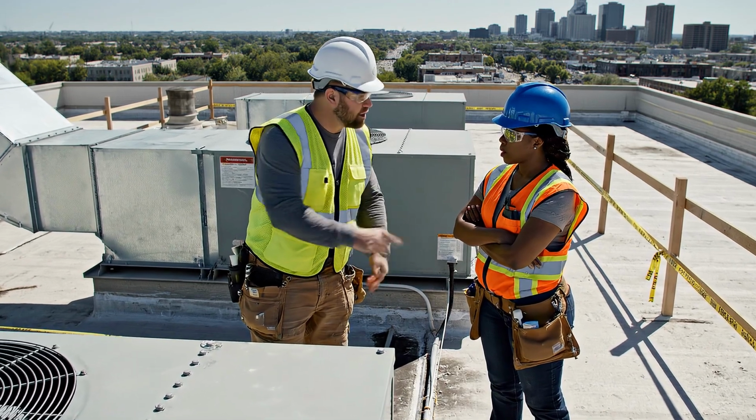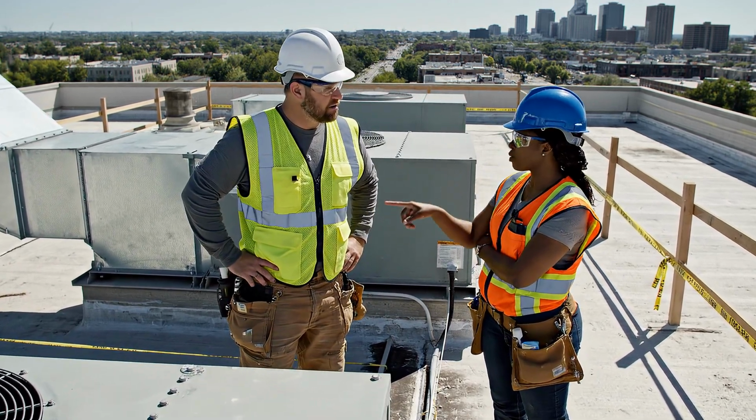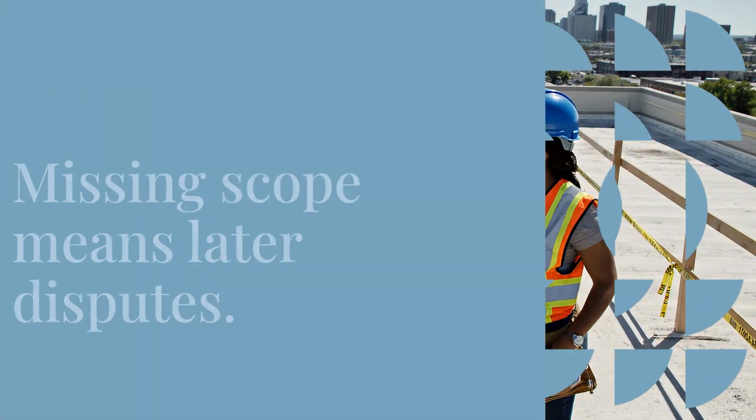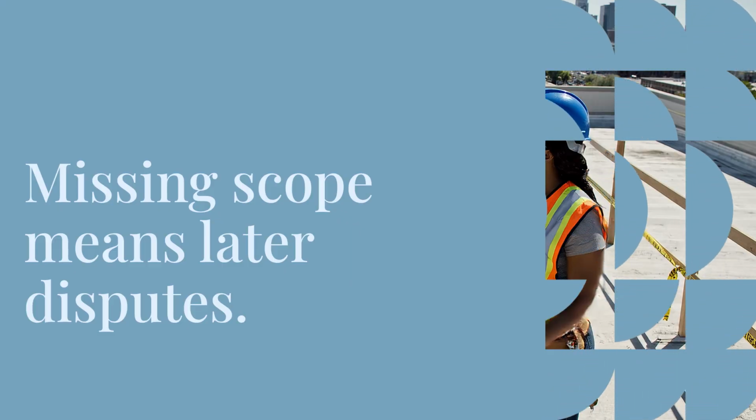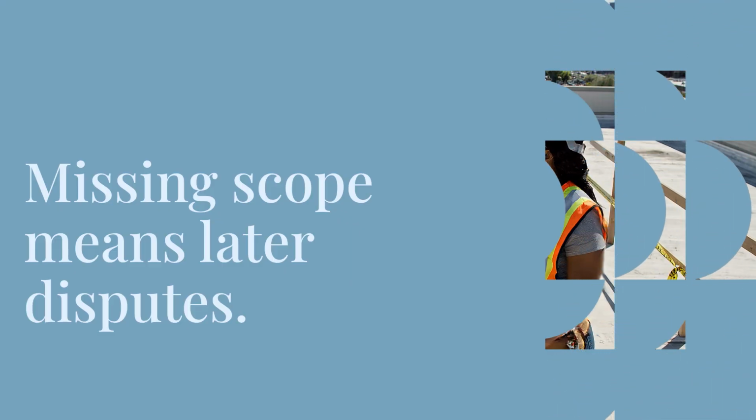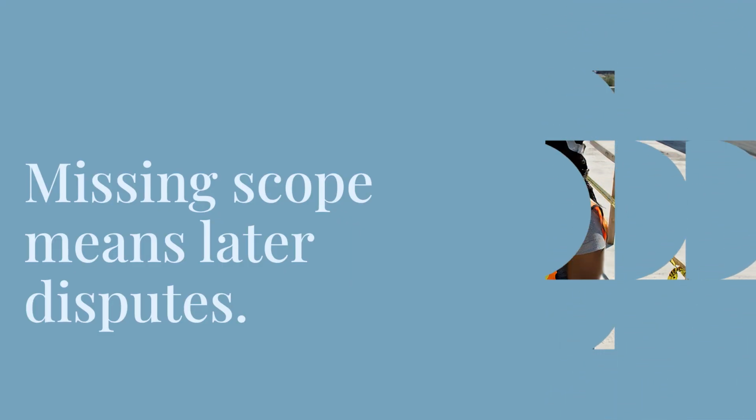Bidders price what they see. If the scope writer leaves something out, the contractor may not include it in their price. That gap shows up later as a change order or a dispute. This is why inclusions get serious attention from both the CM and the bidder.